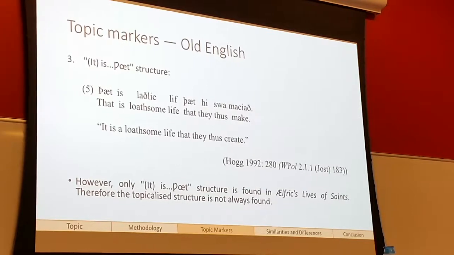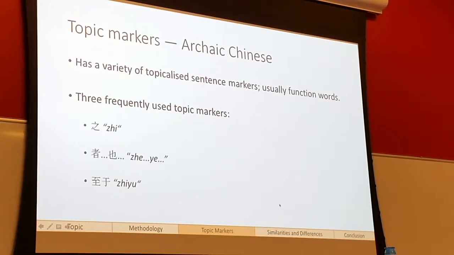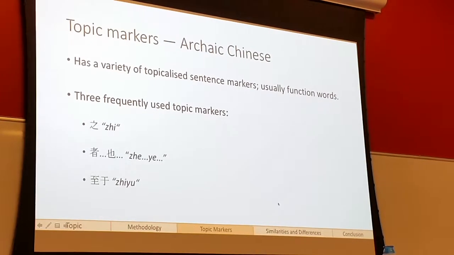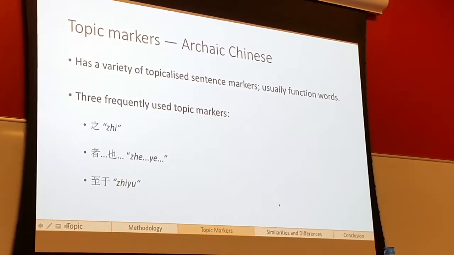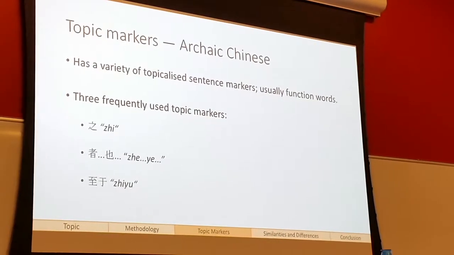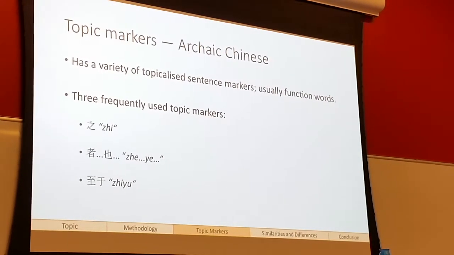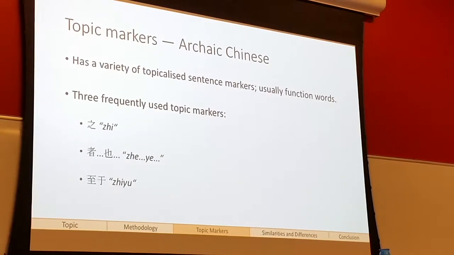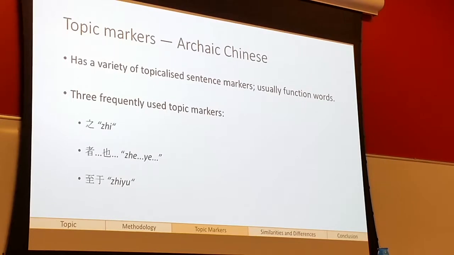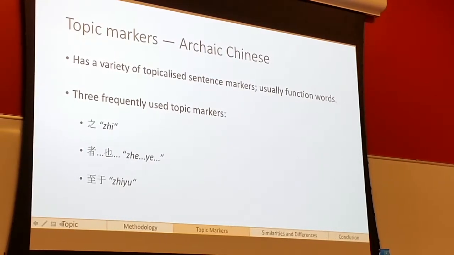So what about Archaic Chinese? Archaic Chinese, as we can imagine, has a variety of topic markers. And the sentence topic markers are usually function words. It means that it seldom contains any meanings. So I chose the 3 frequently used topic markers. The first one is 知, second one is 哲也, and the third one is 至于. Let's go through them one by one.